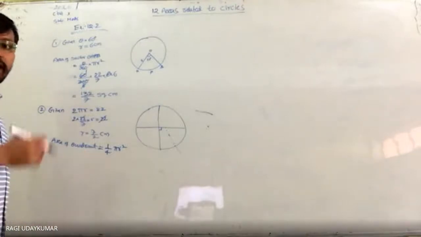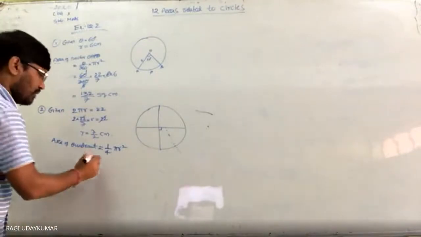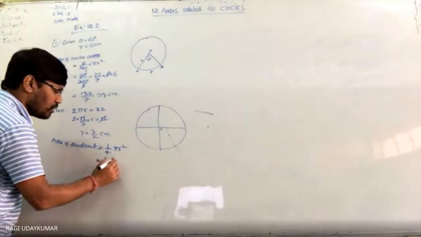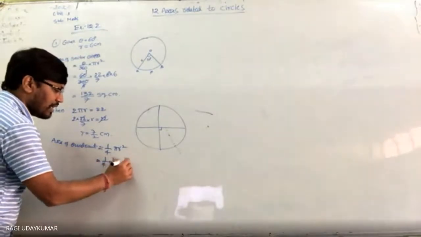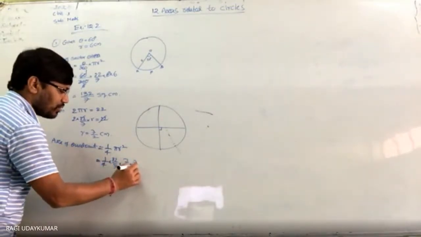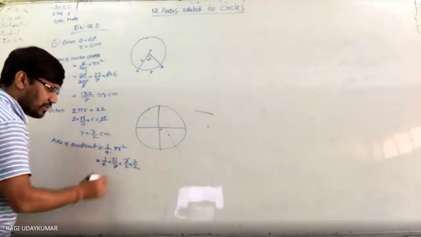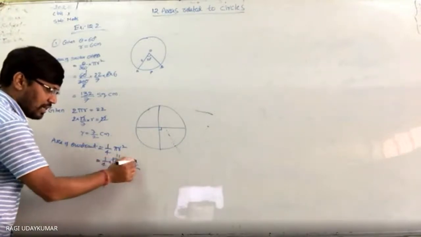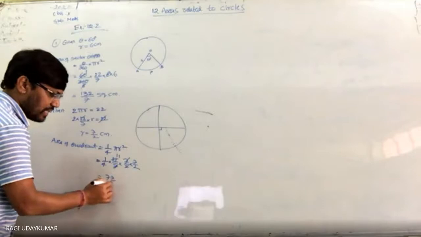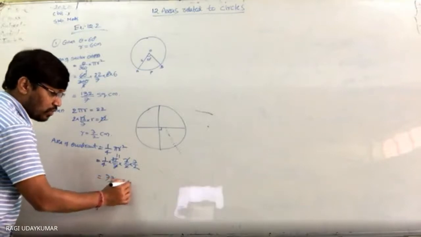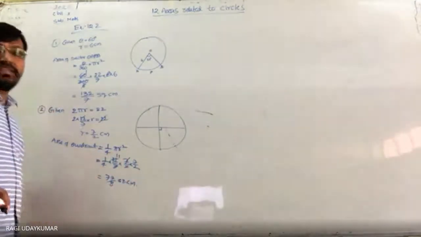For a semicircle, find the area as half of the area of the circle. So this is 1 by 4 into 22 by 7 into radius 7 by 2 into 7 by 2. The 7 and 7 will get cancelled. 2 1s are 2, 11 11 7 is 77. So 77 square centimeters is the area of this quadrant.